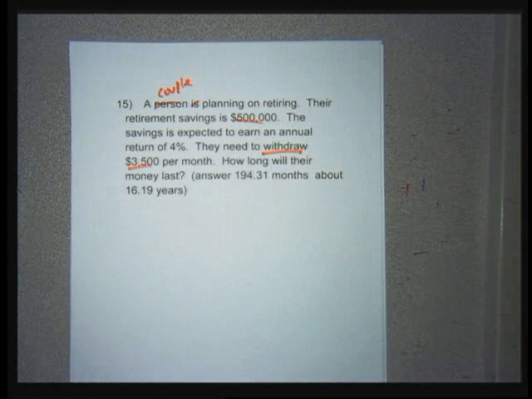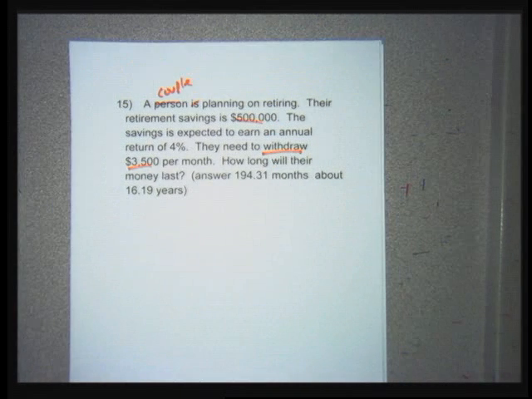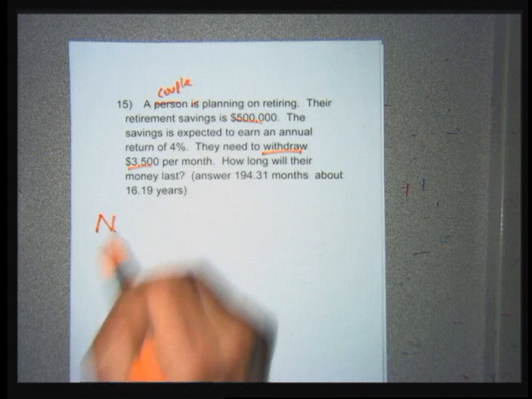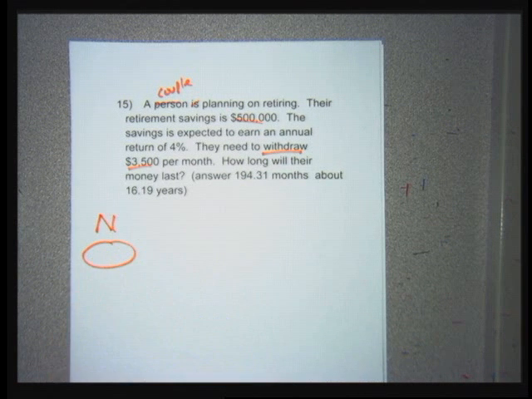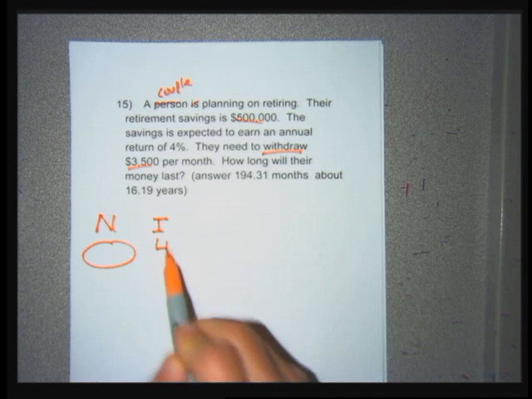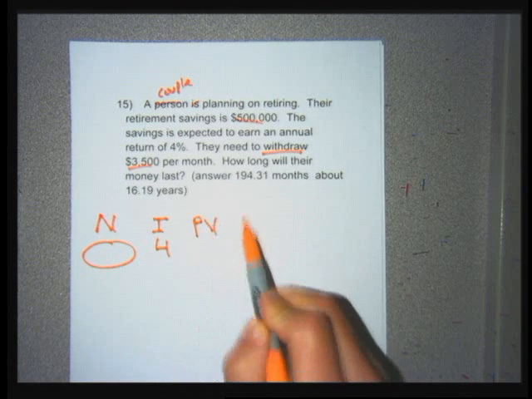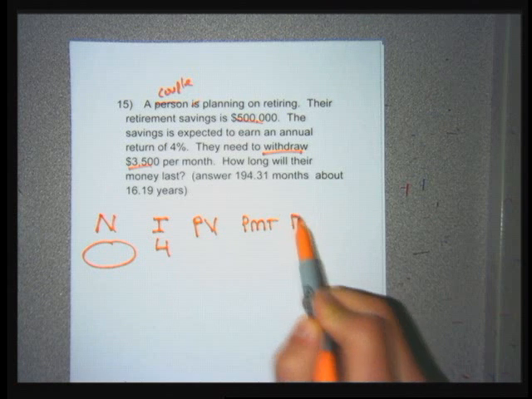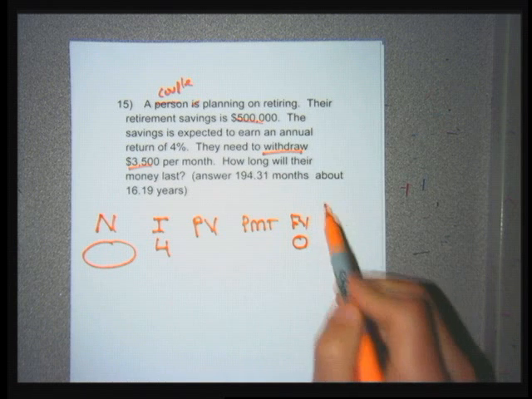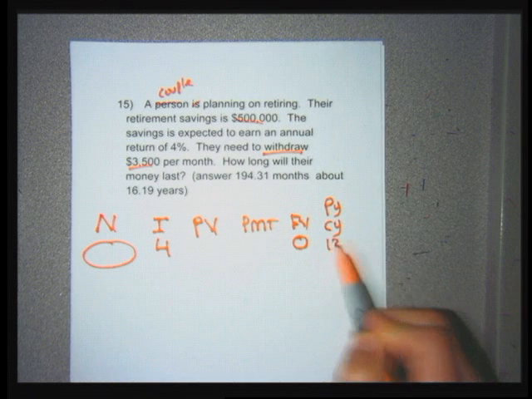Planning on retiring. Their retirement savings is $500,000. They expect to earn 4%. They need to withdraw $3,500 per month. How long will their money last? I'm solving for N because to answer the question how long, that means you're solving for N. The interest rate that they're getting is 4%. The PV and the PMT are the deal breakers here where you can mess up. They're going to have no money in the future. They're making monthly withdrawals.